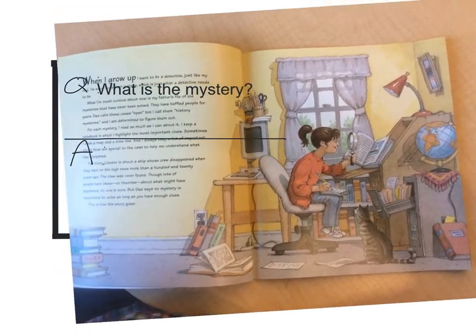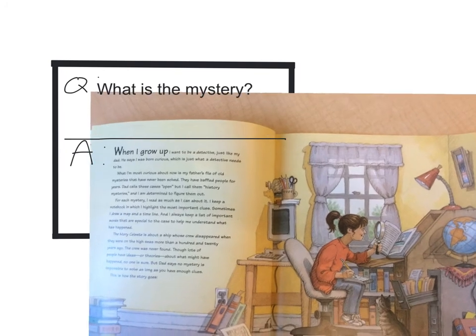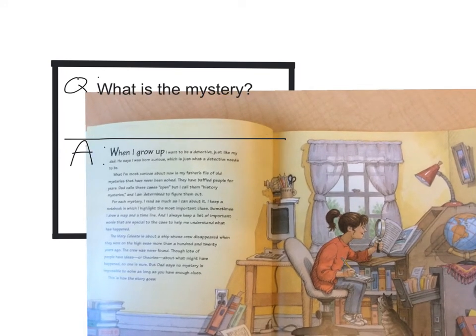That line is not going to work for me. Okay, I'll put it down here. When I grow up, I want to be a detective just like my dad. He says I was born curious, which is just what a detective needs to be. What I'm most curious about now is my father's file of old mysteries that have never been solved. They have baffled people for years. Dad calls these cases open, but I call them history mysteries, and I am determined to figure them out.